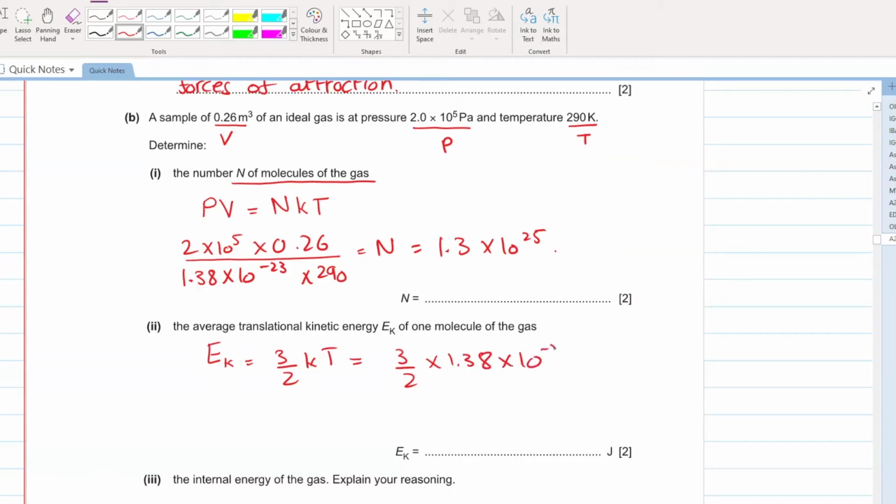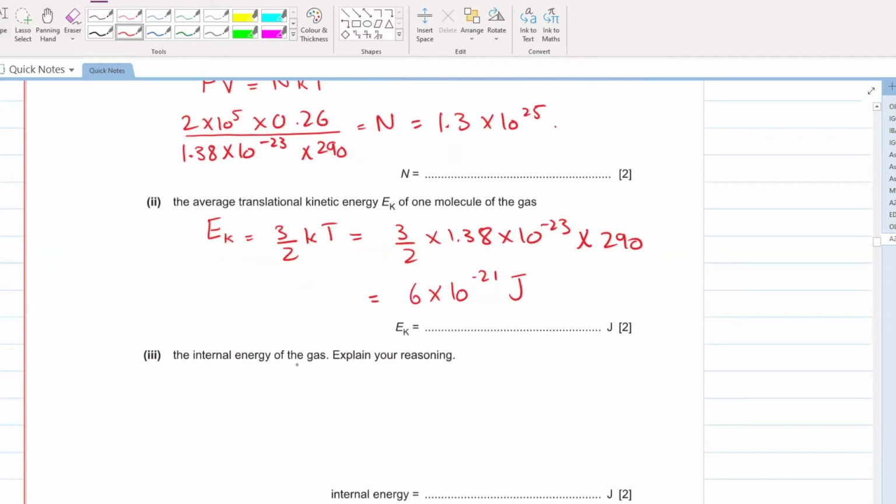What is temperature? 290. Can you calculate the kinetic energy? Yes or no? Calculate it, please. The kinetic energy comes out to be 6 into 10 raised to the power of minus 21 joules. Simple as that.